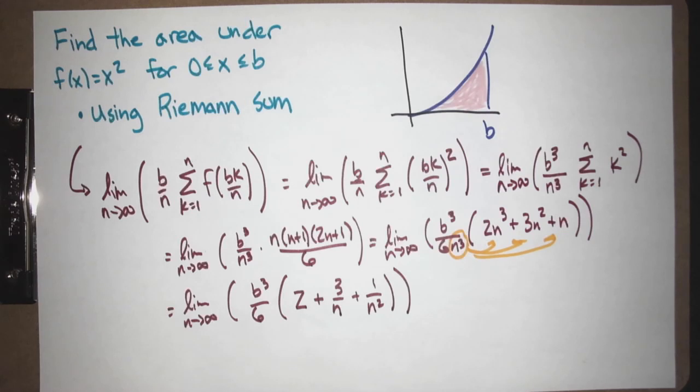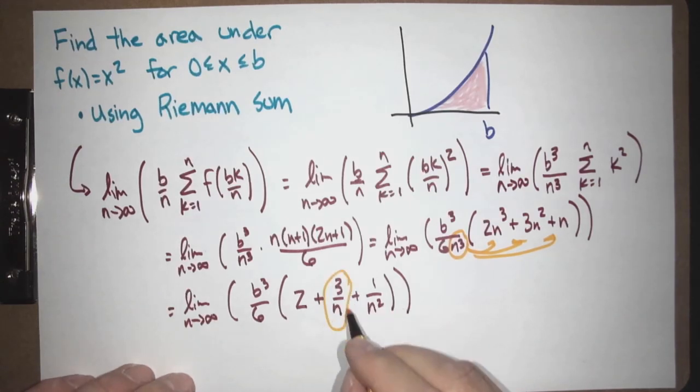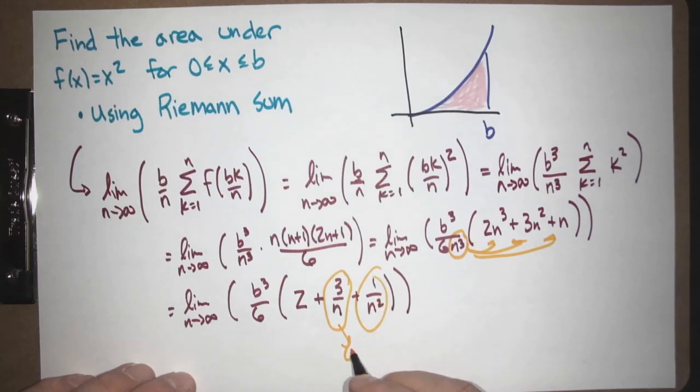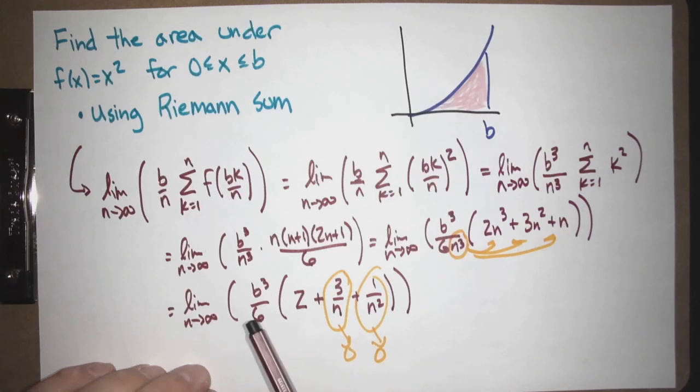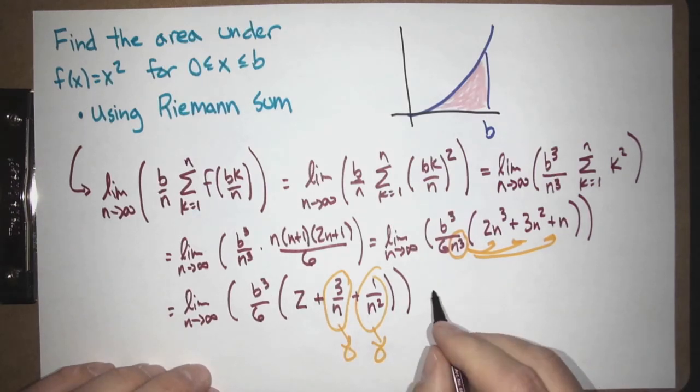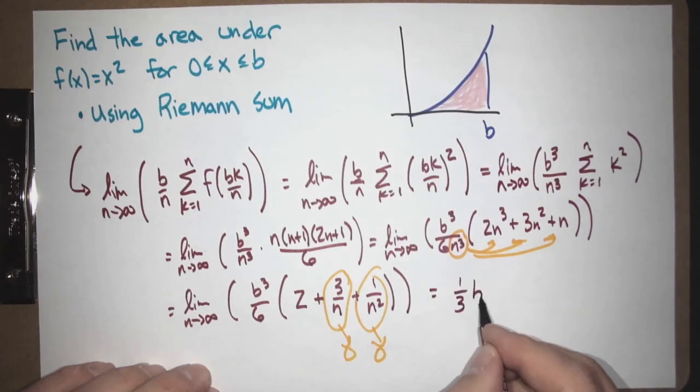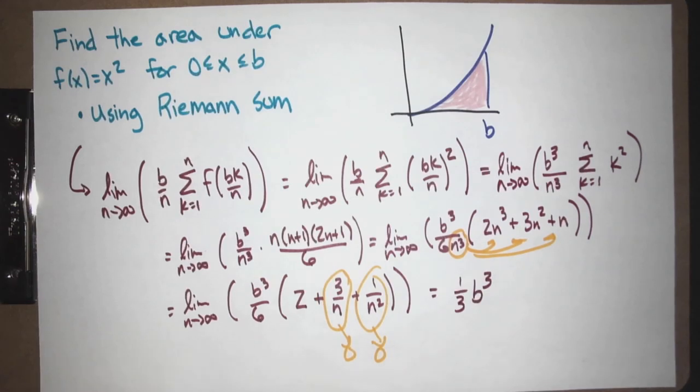What happens when we let n go to infinity? The 3 over n and the 1 over n squared do what? Go to 0. So what's left? b cubed over 6 times 2, 1/3 b cubed.